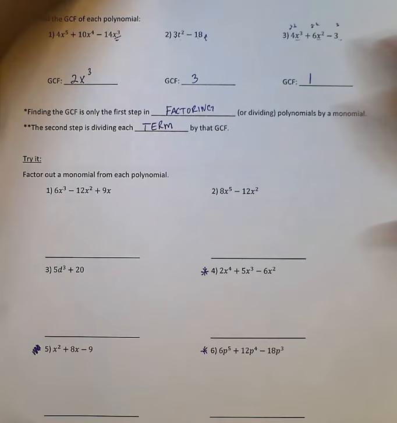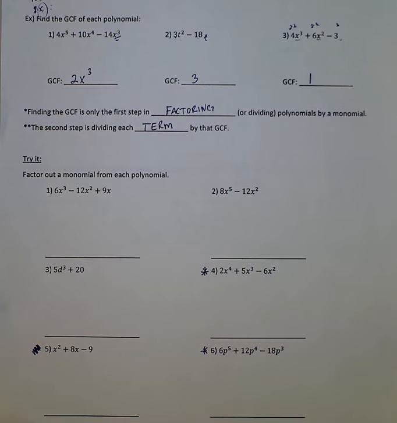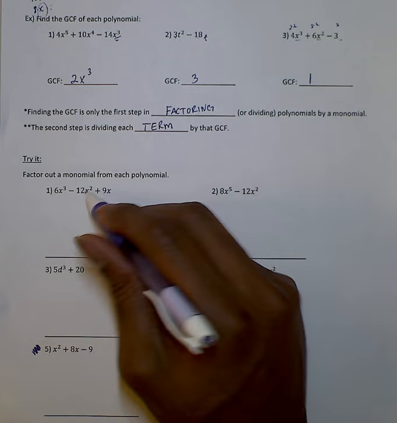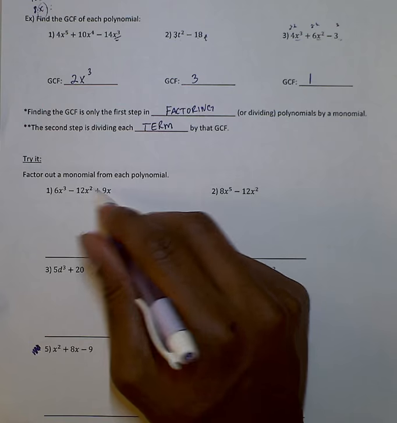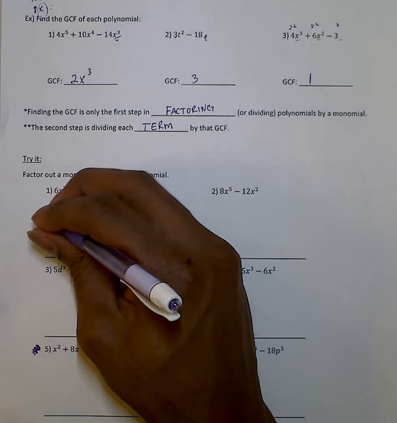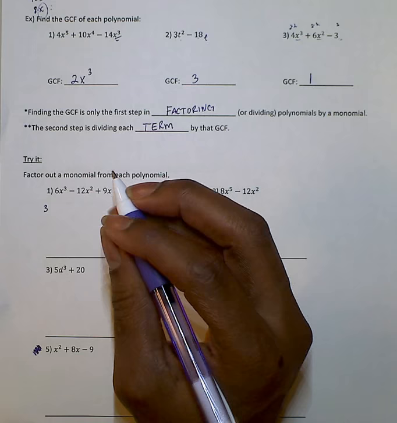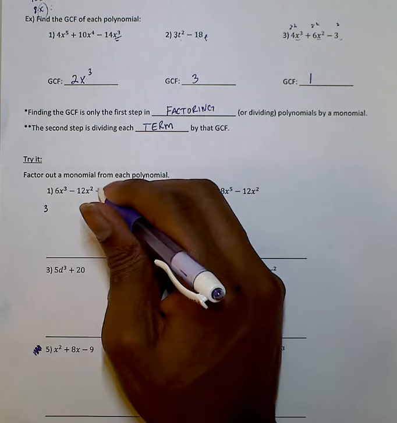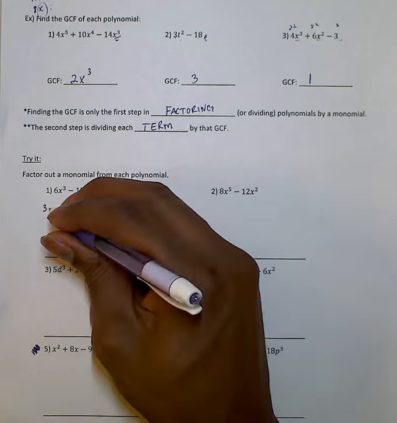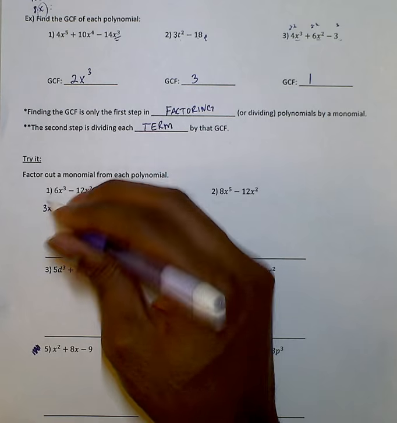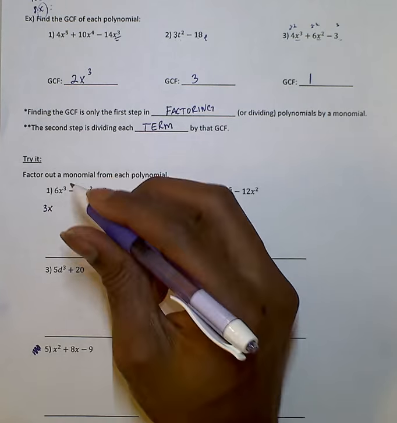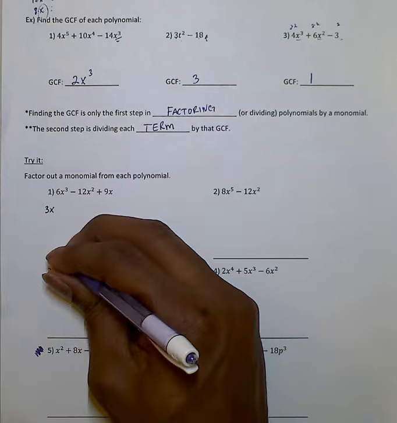Alright, there we go. So, number 1. Again, we're looking for the GCF. We're going to find it, and then we're going to factor it out. So I have 6, 12, 9. Well, the number that I know goes into all of these numbers is 3, because 3 goes into 6, 12, and 9. And then I'm going to look at my variables, and I see they all have x. So 3x is my GCF. I'm going to write my GCF on the outside.